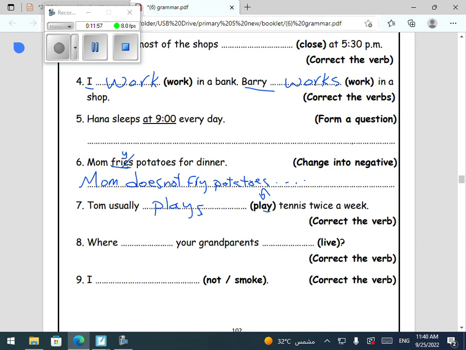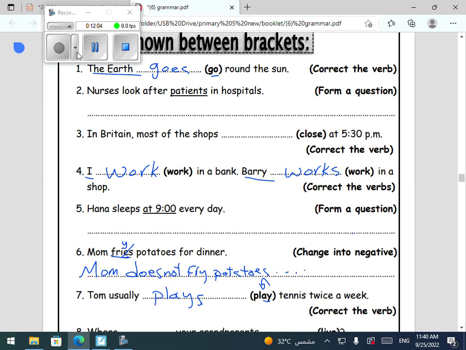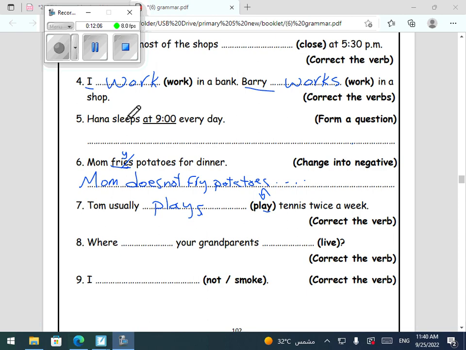Let's ask a question. We have here, Hannah sleeps at 9 every day. So I'm gonna ask about at 9 with when. Yes, it's a time. So when, do or does. After when, we're gonna have the auxiliary verb, do or does. So because of Hannah, I will use does. When does Hannah?